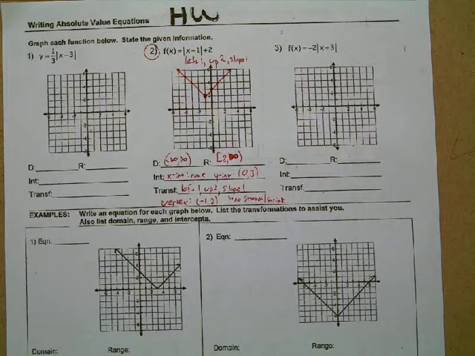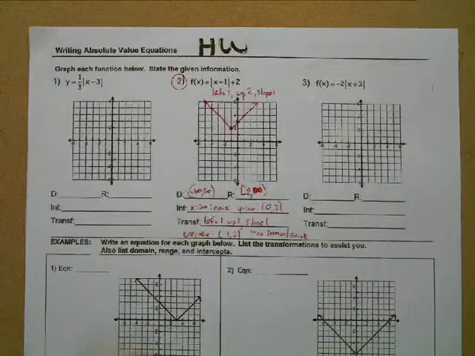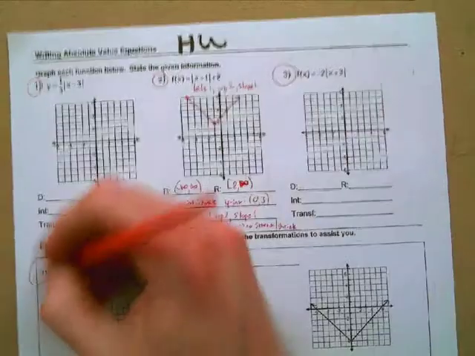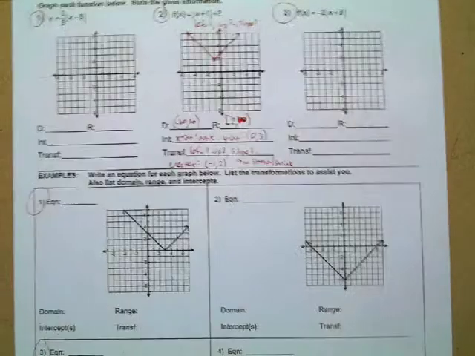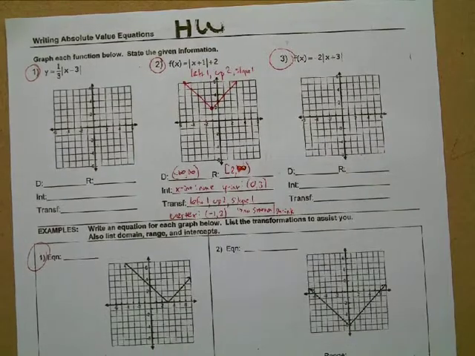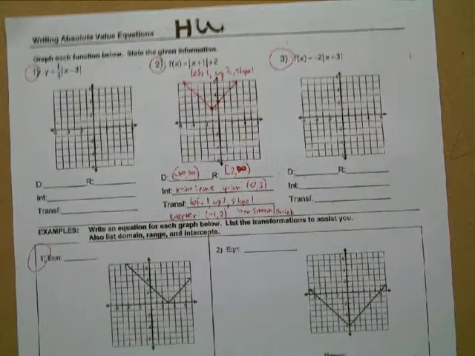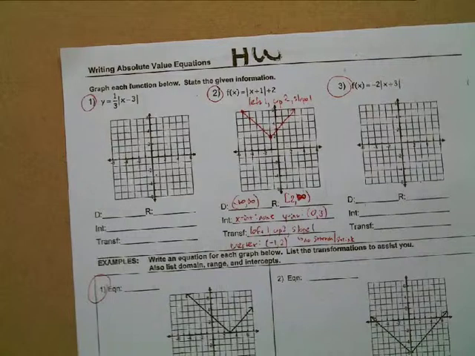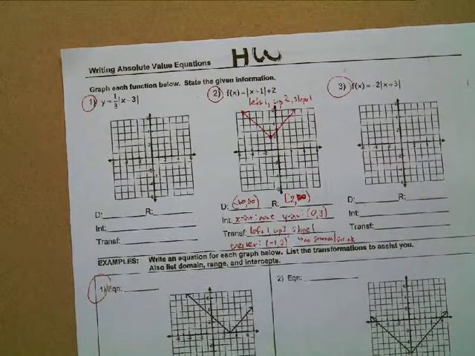All right, so here's what we're going to do. I'm going to pass out the quick check now. If you finish the quick check early, your homework will be the odds on this side, so that's 1 and 3, and 1 and 3. That's going to be your homework. Quick check is today, quiz tomorrow. Quick check is just one problem.